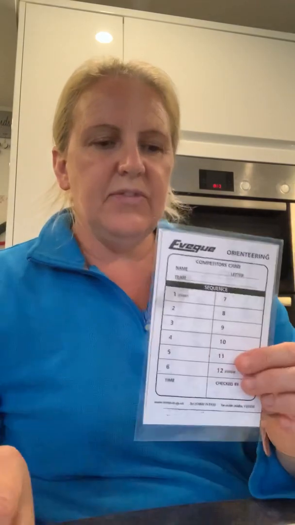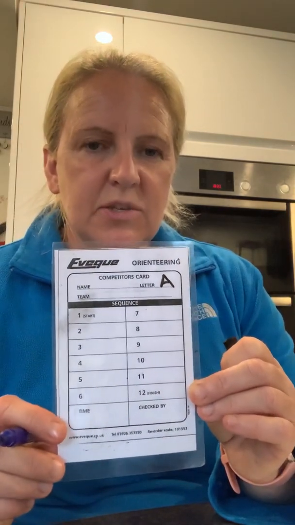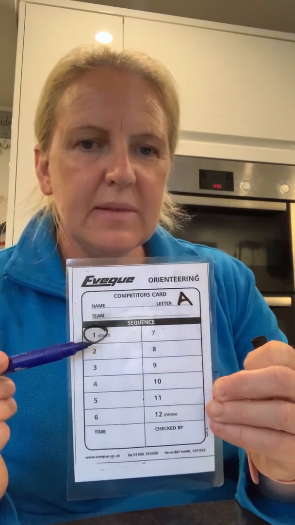Okay, so the next thing you need to do that's important is give each group a team letter. So if I was giving this team letter A, they'll write that they're team A on their answer card. The second thing you need to do is give them a starting checkpoint that they're going to start at. So my team's team A, we're going to start at checkpoint 1.